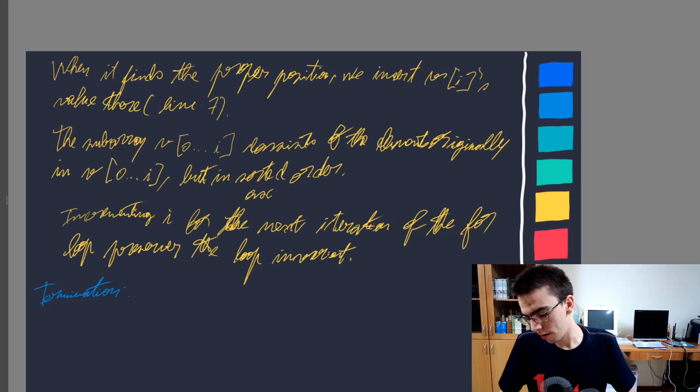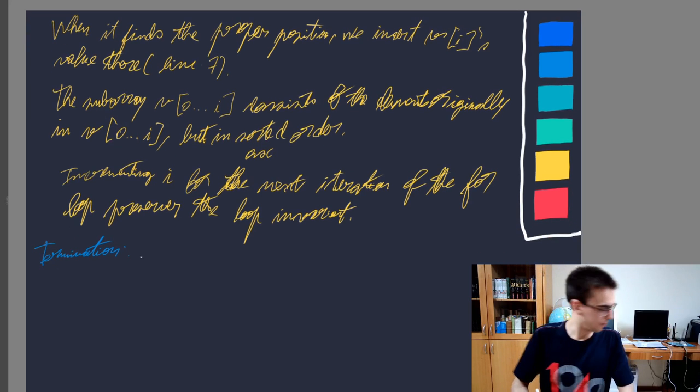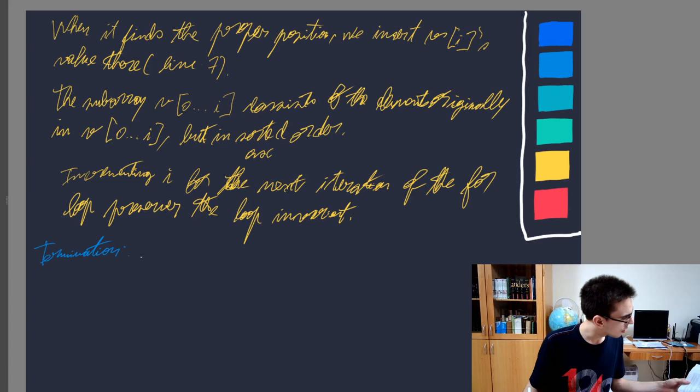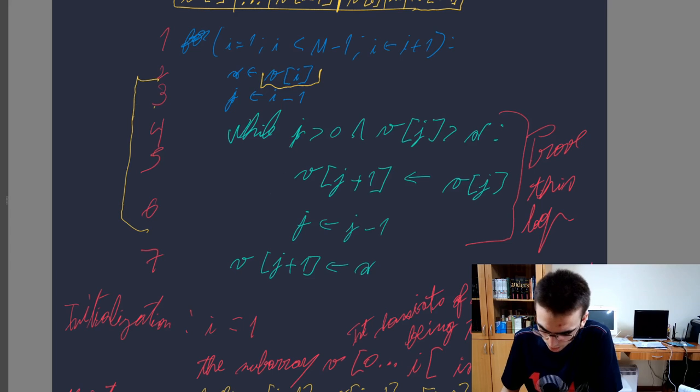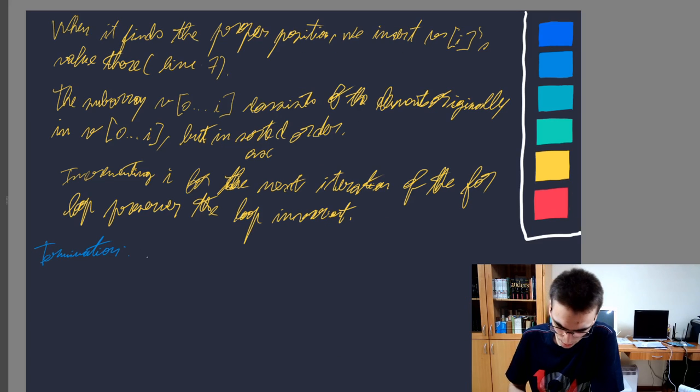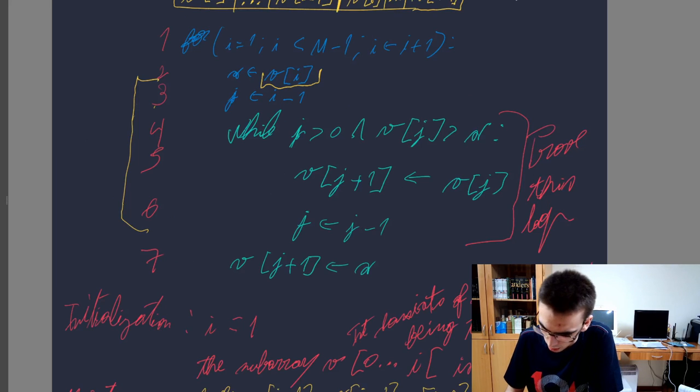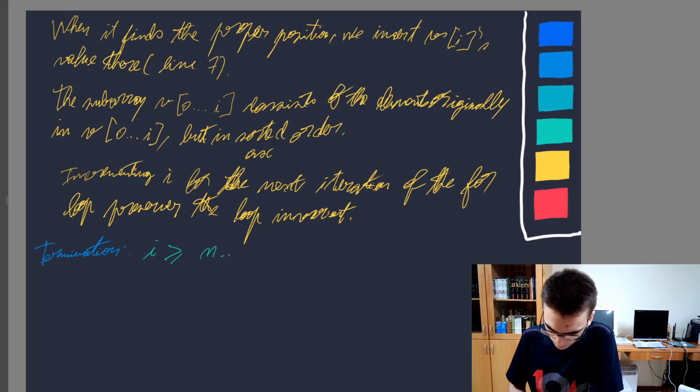And well, it ends when I is equal to n minus 1. Let me just check something. Yes, so here it is. How did Cormen write this? He wrote it in another way. Oh, weird. Okay. But so it stops when I is greater than n minus 1. So termination: I is greater than, and it was greater or equal to n minus 1.